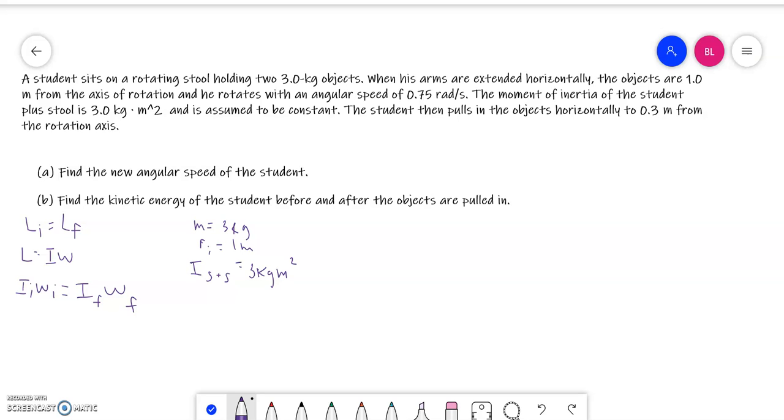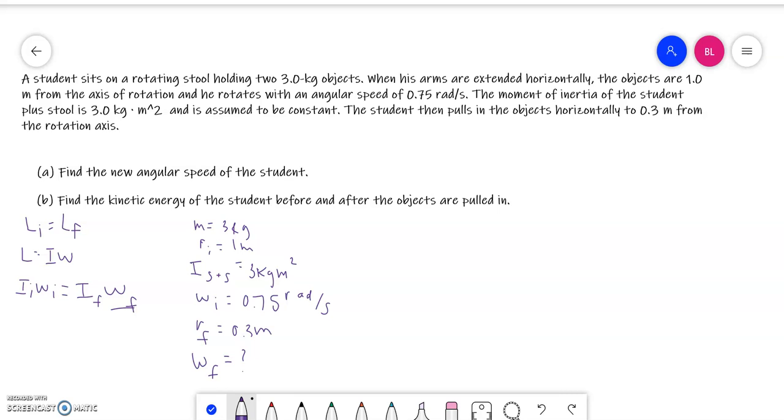We know the initial angular velocity is equal to 0.75 radians per second. We know his final radius after he brings his arms in is equal to 0.3 meters. When he brings his arms in, he's going to change his angular velocity, and that is what we are looking for. So we can find the final angular velocity using this equation to the left, and we must first determine the initial moment of inertia and the final moment of inertia.